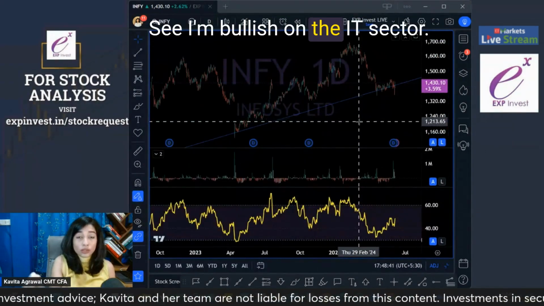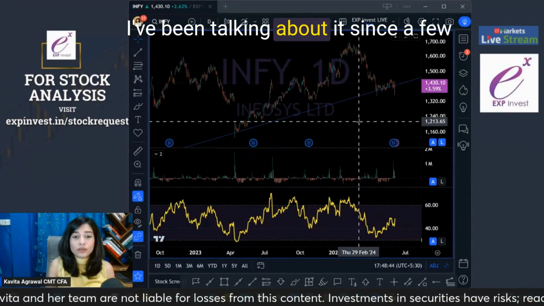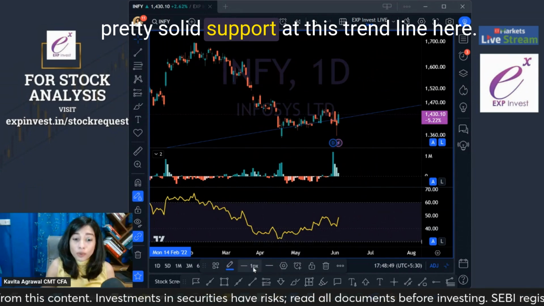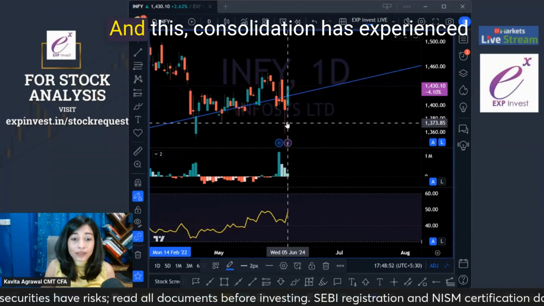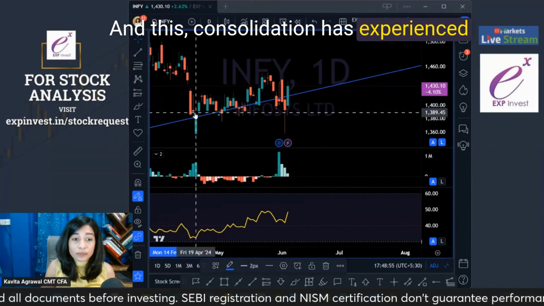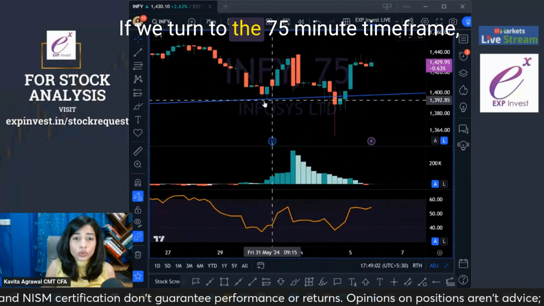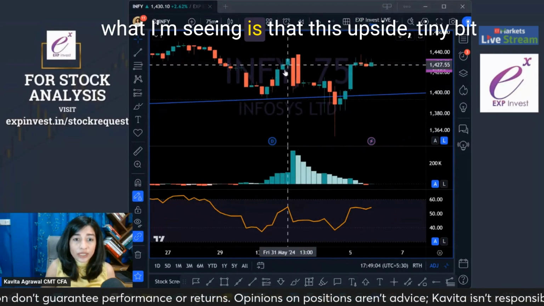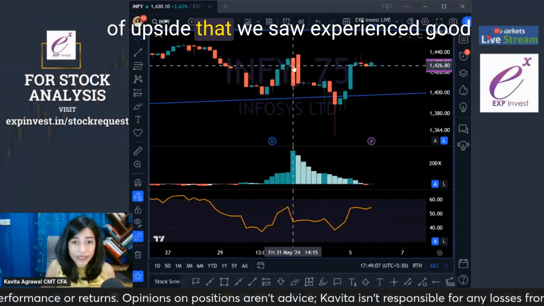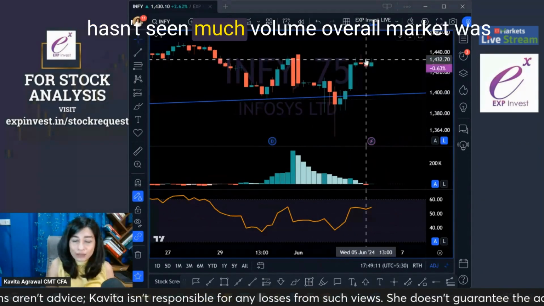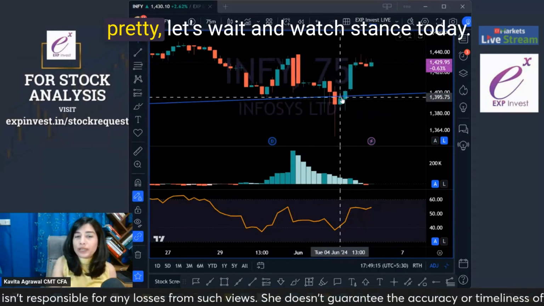See, I'm bullish on the IT sector. That is no secret. I've been talking about it for a few weeks, and I think Infosys is taking pretty solid support at this trend line here. And this consolidation has experienced a little bit of low volume activity. If we turn to the 75-minute time frame, what I'm seeing is that this tiny bit of upside that we saw experienced good volume.